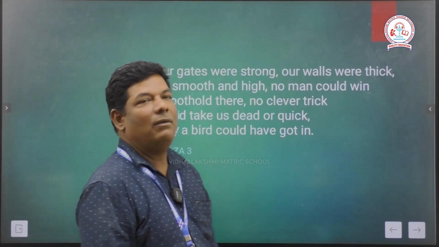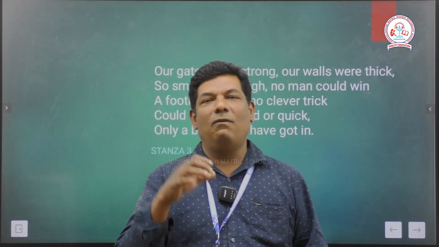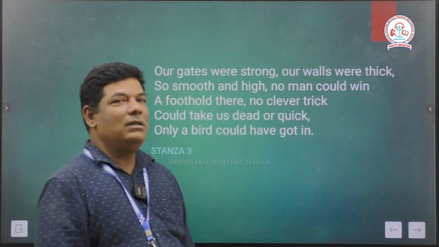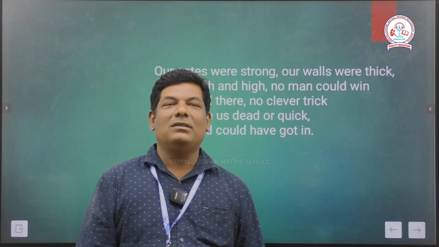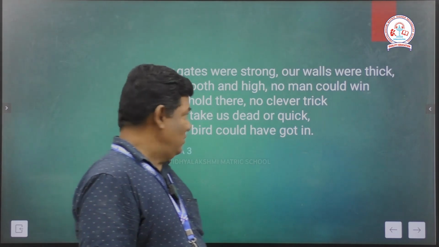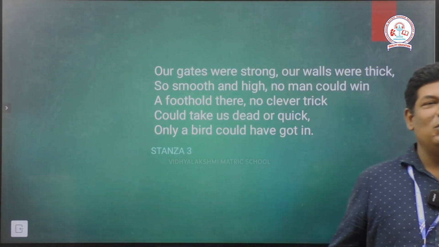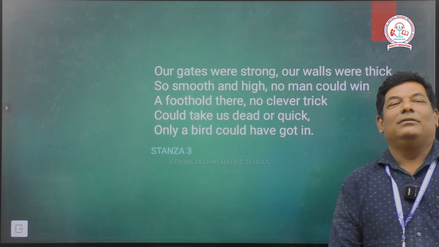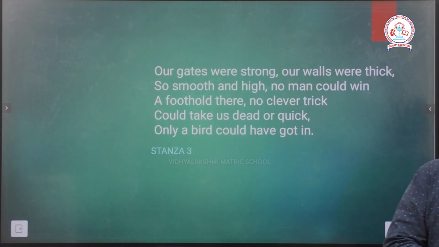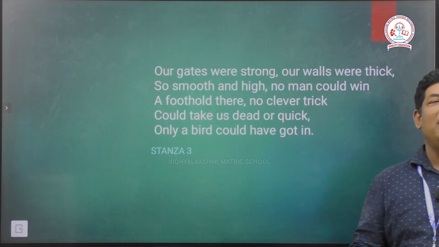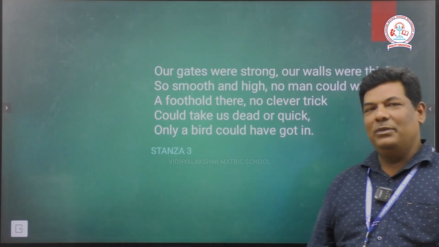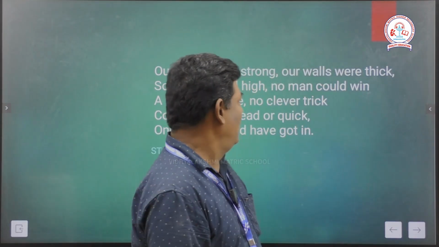Our gates means the gates of the fort, the castle. The gates were so strong. Our walls were thick, not only strong, but also thick, smooth and high. Why? You just think of it. Why are the walls so smooth and high? So that nobody can climb on them. It's so high, so smooth, and also so thick. Enemies cannot easily come inside and attack them.